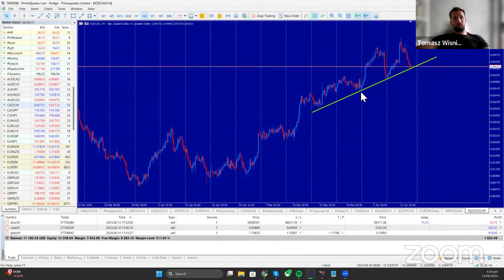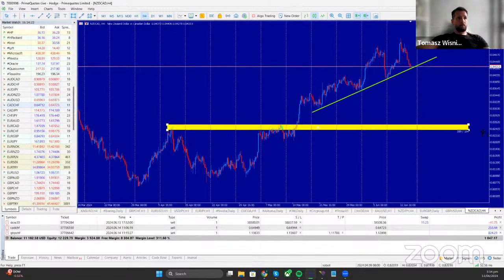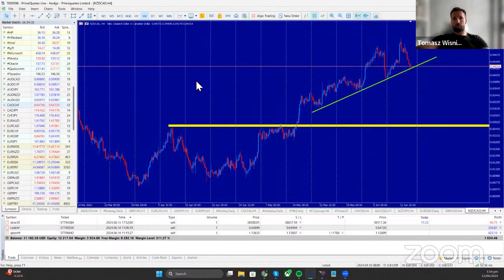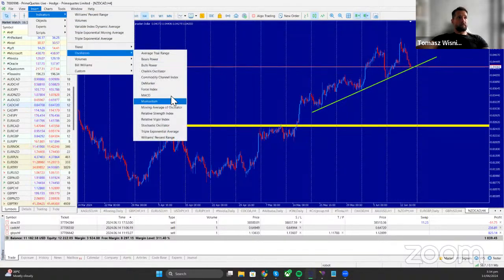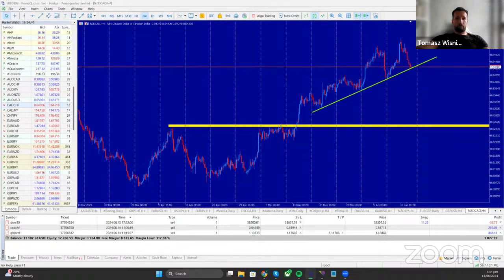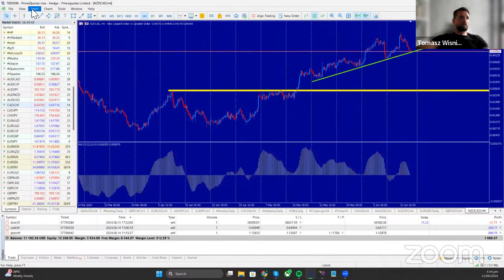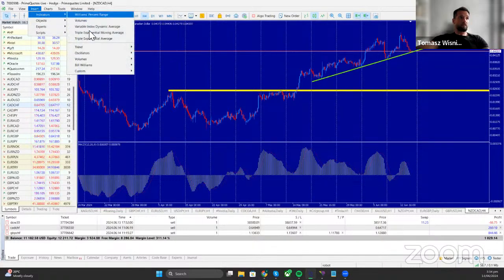Here you can see triple top formation or double top formation, if you will. And those double tops and double bottoms are confirmed by divergence of the indicators, those indicators that I was telling you before. So MACD and RSI. Let me explain.